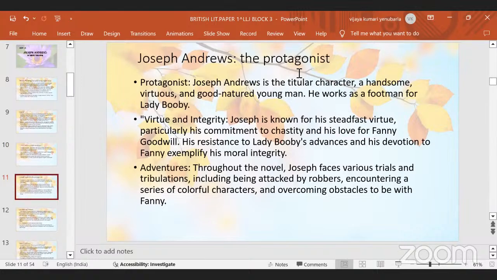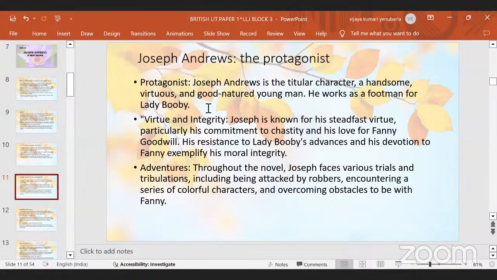So Joseph Andrews, the protagonist, is the titular character, a handsome, virtuous, and good-natured young man. He works as a footman for Lady Booby.